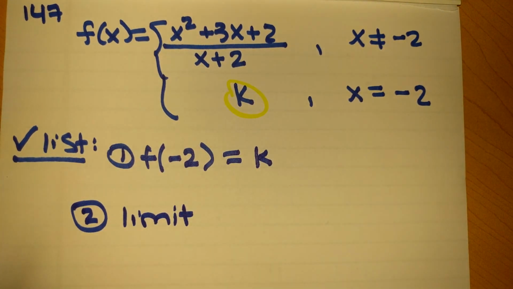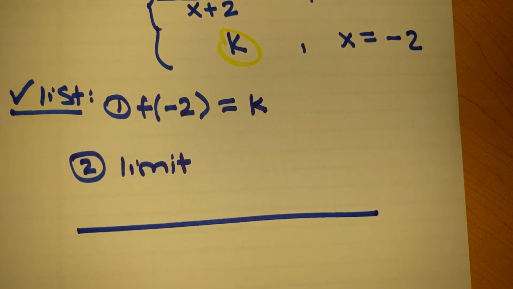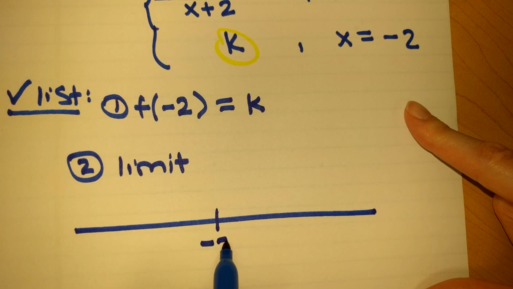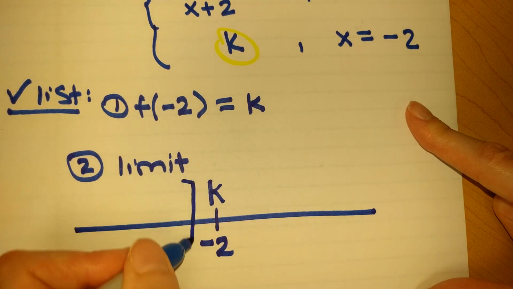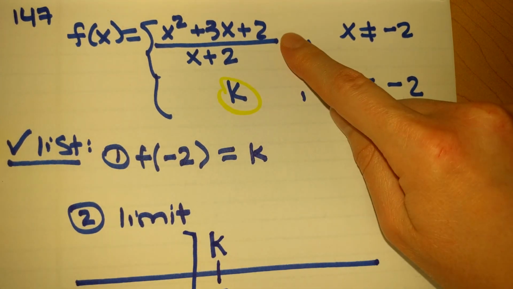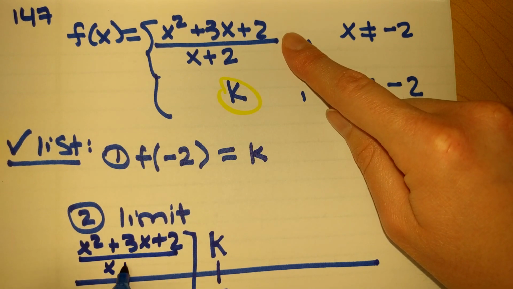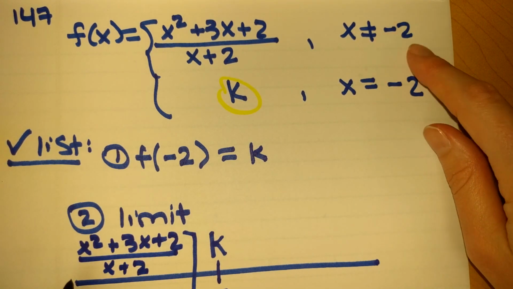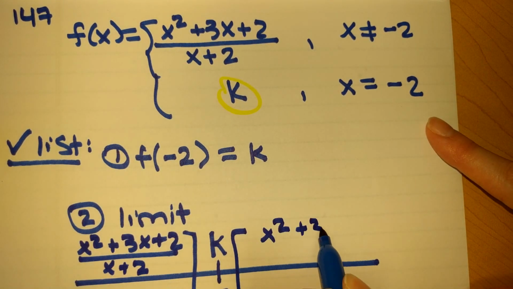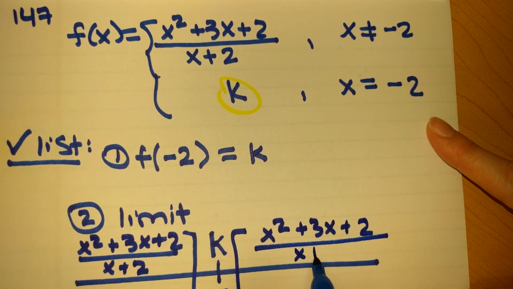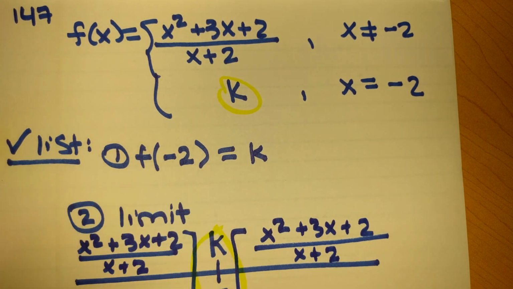Now, this limit situation is kind of interesting because we don't have the function defined differently to the left and to the right. What we have here is that at -2, the function is defined as k. But if we are to the left of -2, the function will be defined as x squared plus 3x plus 2 over x plus 2. And because it says x not equal to -2, when we're to the right of -2, it will also be defined as x squared plus 3x plus 2 over x plus 2.